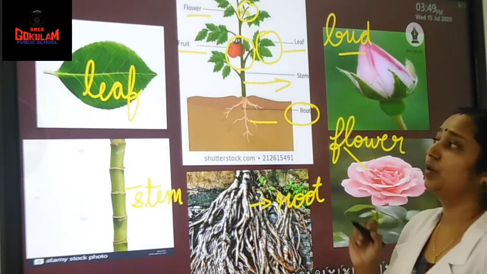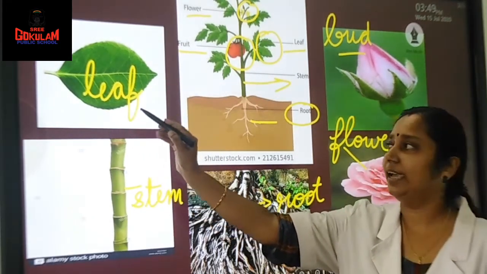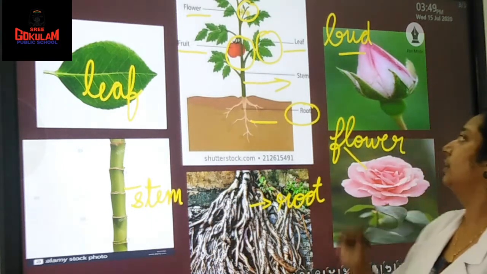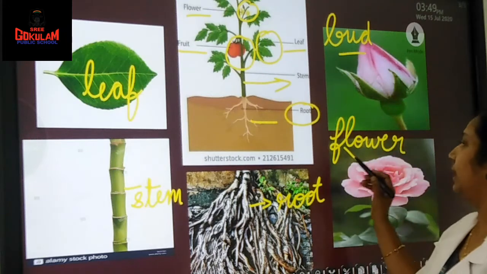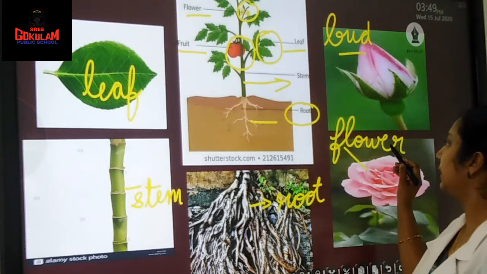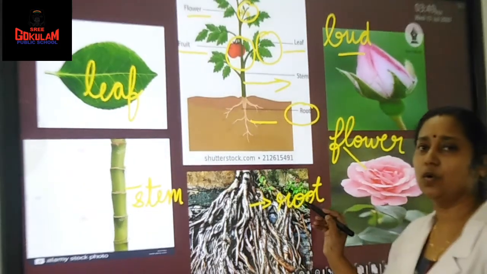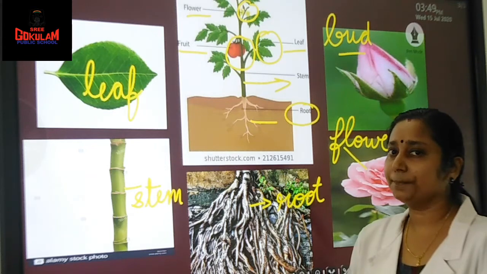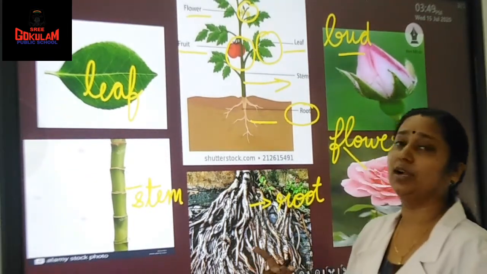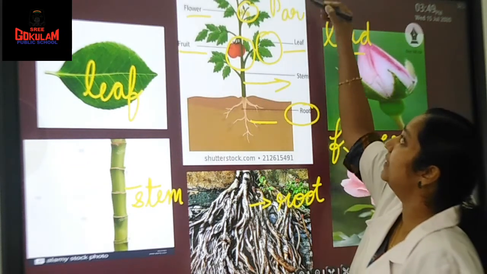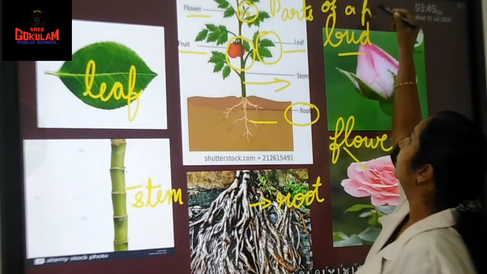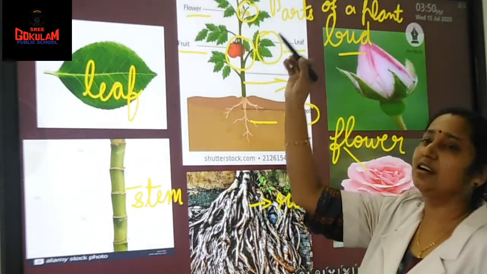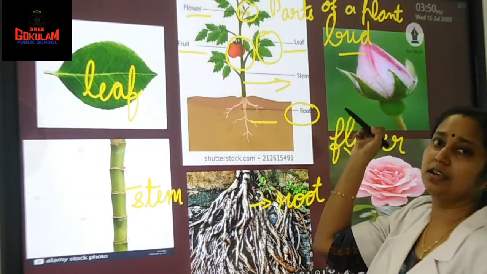R-O-O-T. Okay? So what is the spelling of leaf? L-E-A-F. What is the spelling of stem? S-T-E-M. B-U-D. Bud. F-L-O-W-E-R. Flower. R-O-O-T. Root. The root fixes the plant into the ground. Okay, children? So, these are the parts of a plant. You all learned the parts of the plant, right? Which are the parts of the plant? Flower, fruit, leaf, stem, and root.